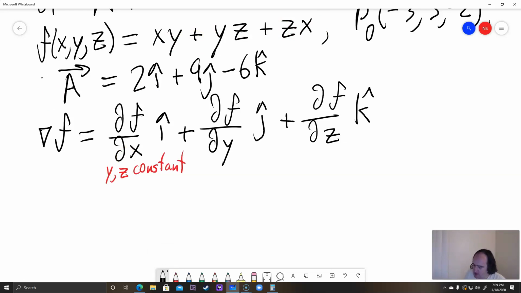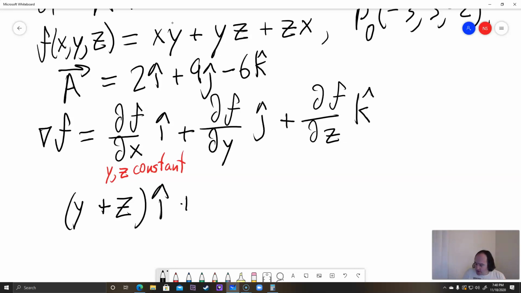Okay, so for our partial f partial x, since y and z are constant, the derivative of xy is going to be just y. So here we're going to have y. The derivative of yz is 0 because yz is constant. And then the derivative of zx is going to be z. So we actually just get y plus z. That's for our first coordinate, for our partial f partial x.